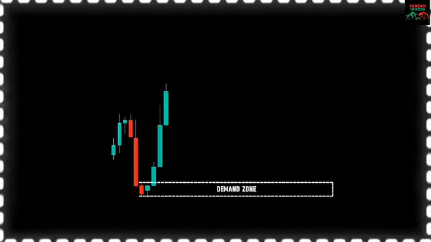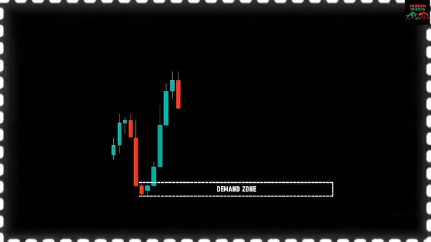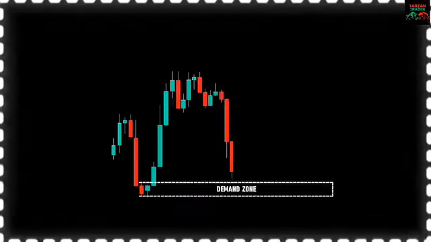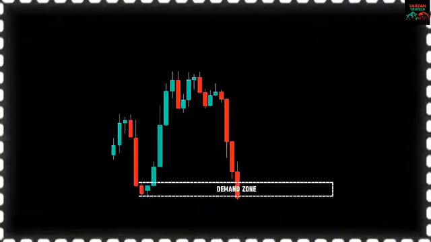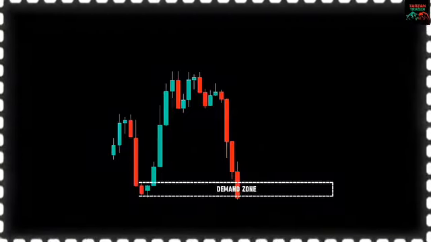So here's the rule. Take the high and the low of the last bearish candle before the impulsive move, and that becomes your demand zone. Mark it, extend it forward, and wait for price to come back. Because remember, institutions don't always get all their orders filled in one move. So when price returns to that zone, those unfilled buy orders get activated again, and that's where we enter.